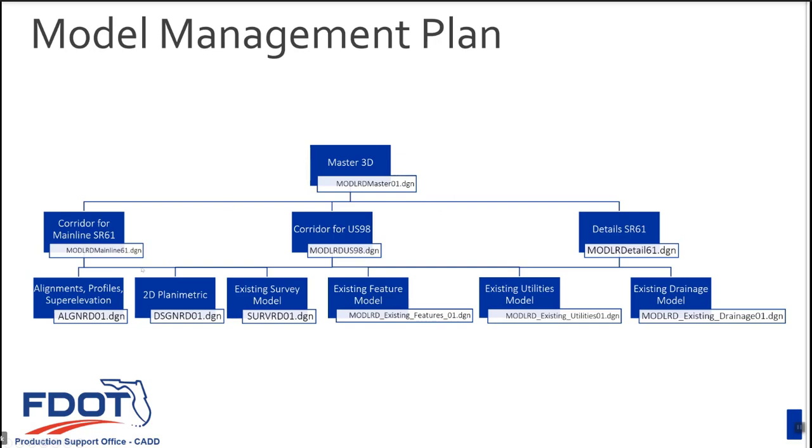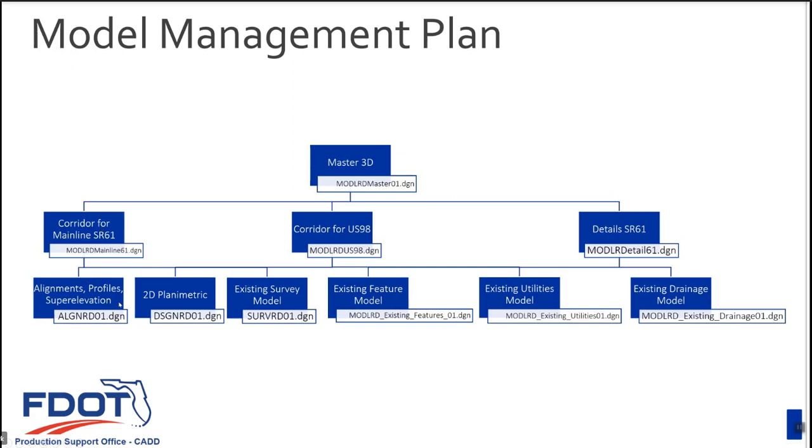You might have more visual than this. I mean, this is just a diagram. You may have a map, especially if it's a more complex project, to show the alignment and say from here to here, it's this model file, from here to here, it's this model file. That might be something to consider.